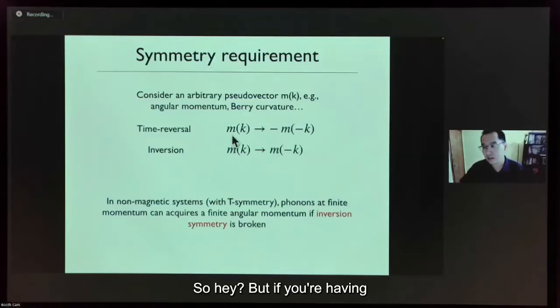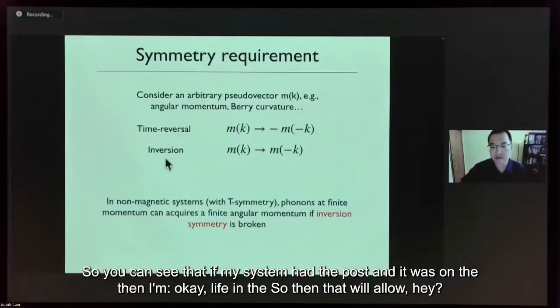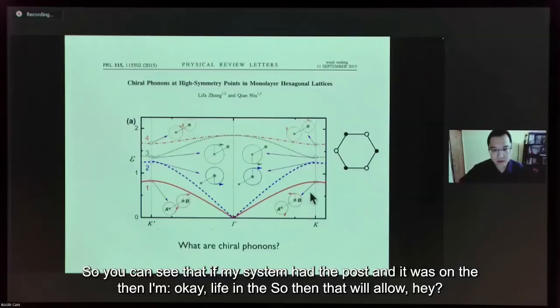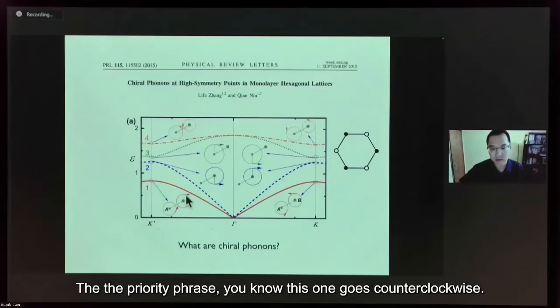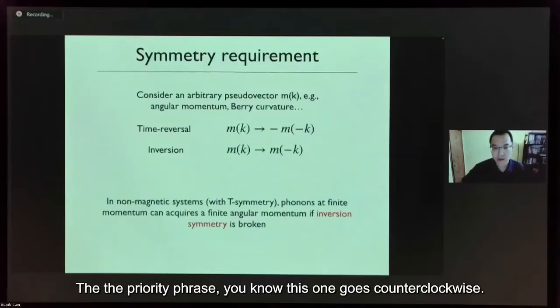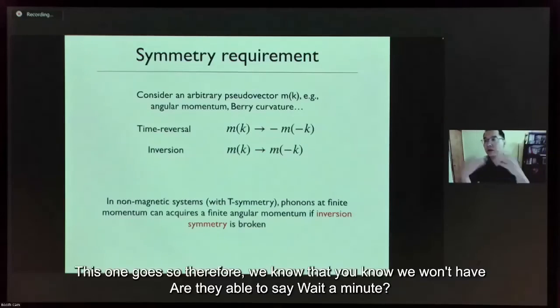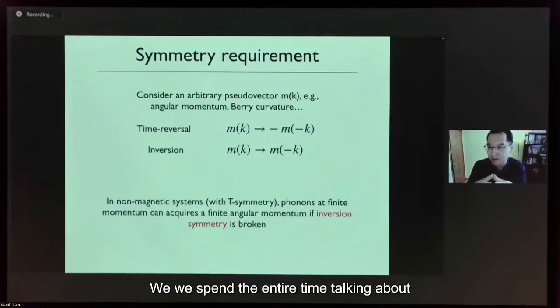But boron nitride has time reversal symmetry, but it breaks inversion symmetry. So then that will allow a chiral phonon mode, and you can even see here that at K and K prime, the chirality flips. This one goes counterclockwise, this one goes clockwise. Okay. So therefore, we know that if you want to have chiral phonons, you must break inversion symmetry. And then you would say, wait a minute, we spent the entire talk talking about the chirality in these bilayer systems. So I must have chiral phonons.